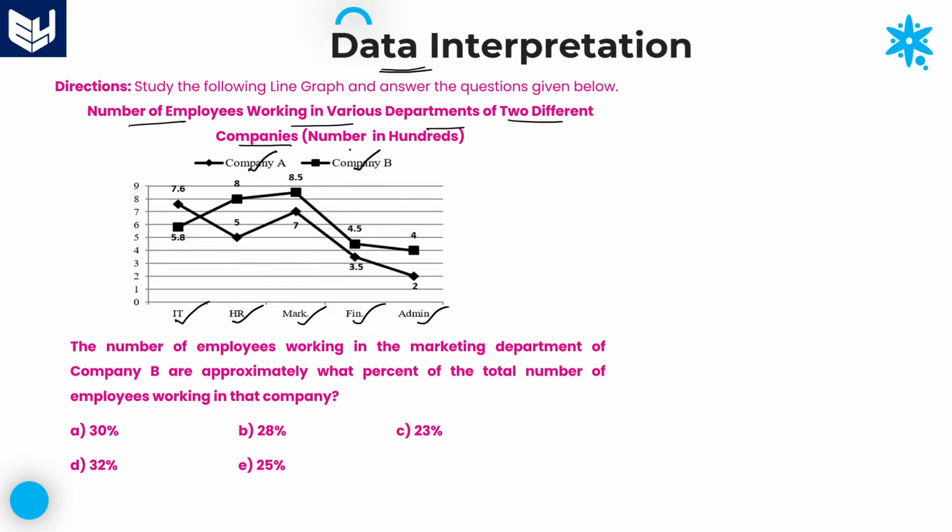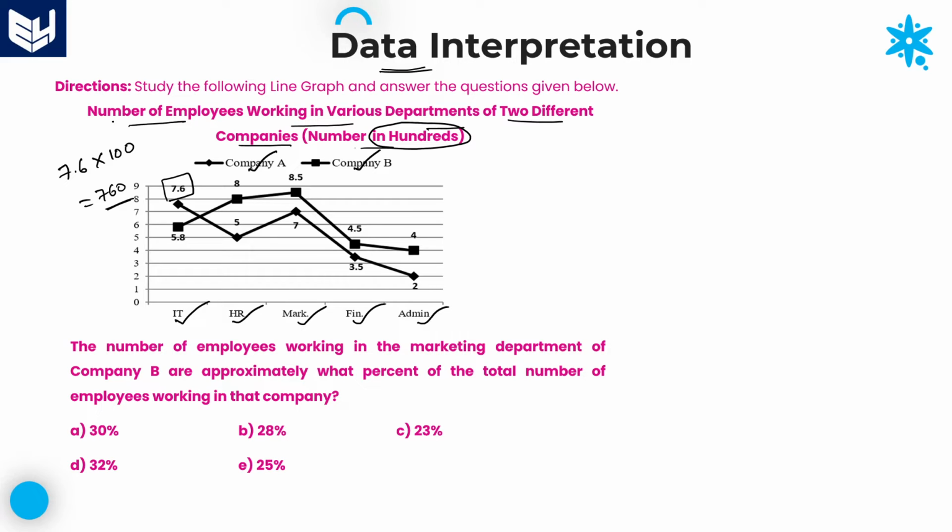One more piece of information is that all the values given in this line graph are in terms of hundreds. Each and every value provided in this graph is in terms of hundreds. It means you need to multiply each and every value by 100. For example, the number showing as 7.6 is nothing but 7.6 hundreds. You need to multiply this 7.6 by 100, so the required number of employees for this department is 760. Like that, you need to multiply each and every value by 100.